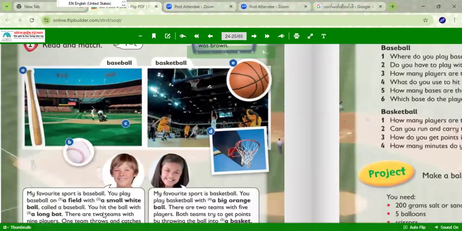So here I will show you. So could you please mention, number 1, a field. Picture A, B, C, D. C. Picture C. Yes, picture C. What about number 2? A small white ball. B. A long bat. A. A big orange ball. E. A basket. D. Very, very good. Very easy. Okay, very good.